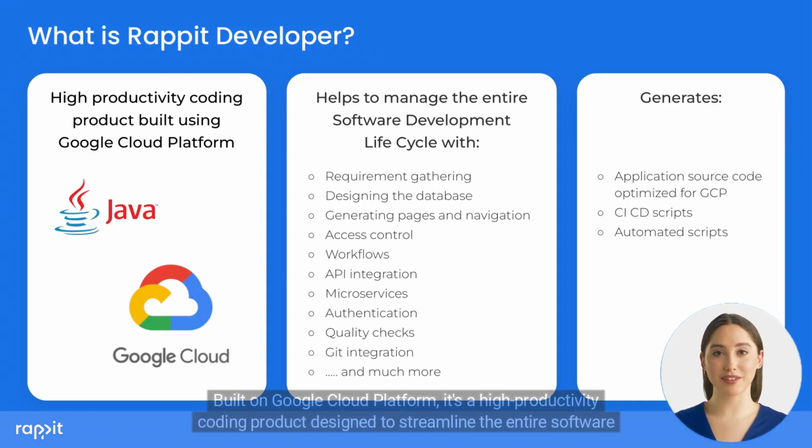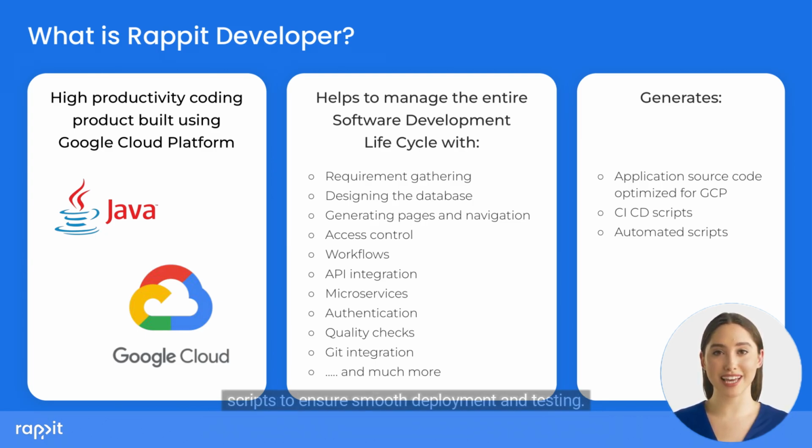Built on Google Cloud Platform, it's a high-productivity coding product designed to streamline the entire software development lifecycle. With features such as requirements gathering, database design, prototyping, access control, workflows, quality checks, and seamless Git integration, Rappit Developer simplifies the development process. It doesn't just generate application source code, it also automates the creation of CI/CD scripts and test scripts to ensure smooth deployment and testing.